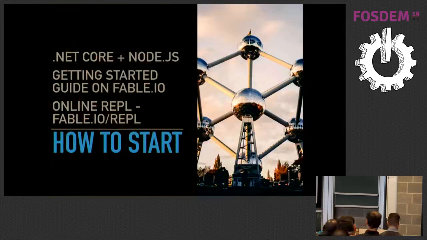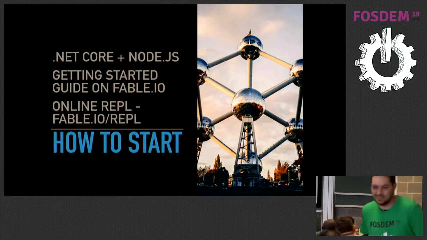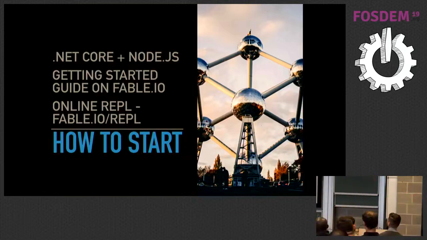So if you want to start, you need to have both .NET Core and Node.js installed. There's a really good getting started guide on Fable.io, and you can go to the Fable.io REPL. I don't have time to show that, but it's basically a fully working F# editor inside of your browser, providing all the features like code auto-completions, hovers, tooltips, finding all references. And this is all running in the browser. It's running the F# compiler compiled to JavaScript, running in the browser.